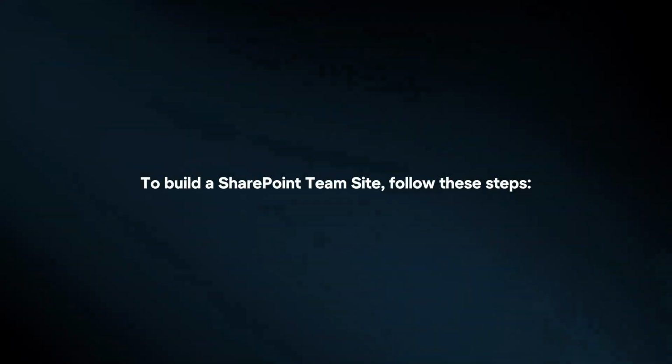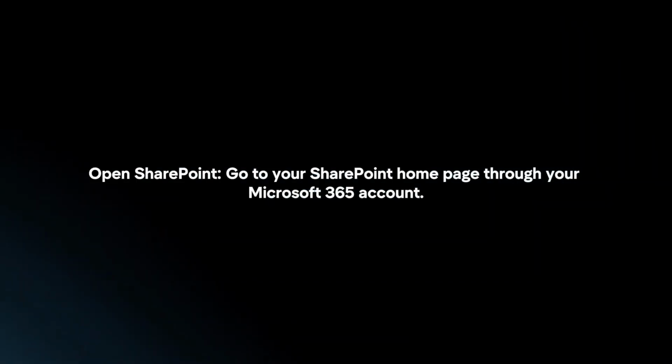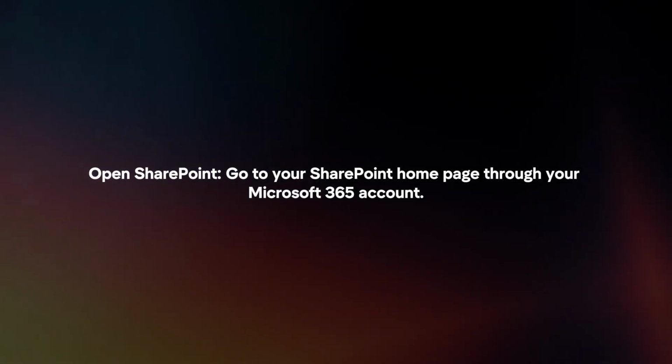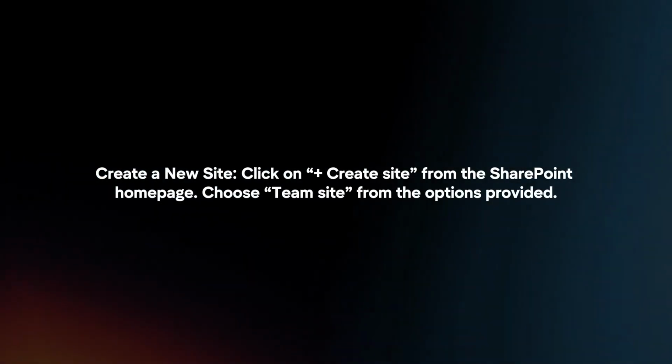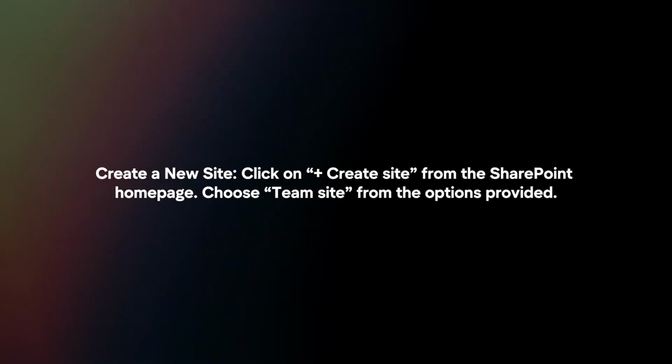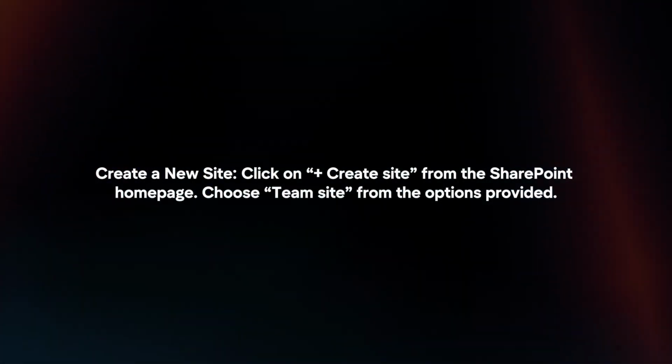To build a SharePoint team site, follow these steps. Open SharePoint. Go to your SharePoint homepage through your Microsoft 365 account. Create a new site. Click on plus Create Site from the SharePoint homepage. Choose Team Site from the options provided.